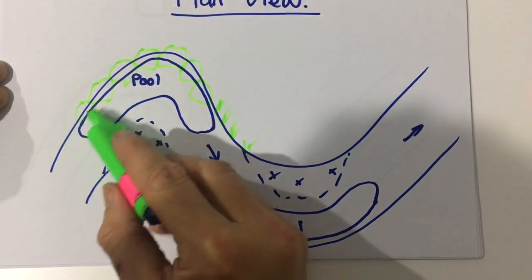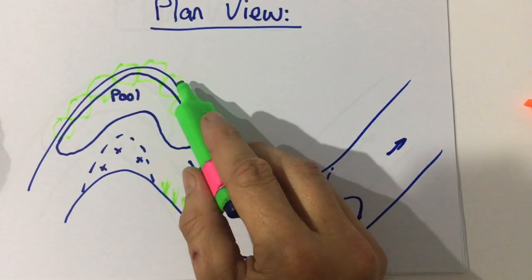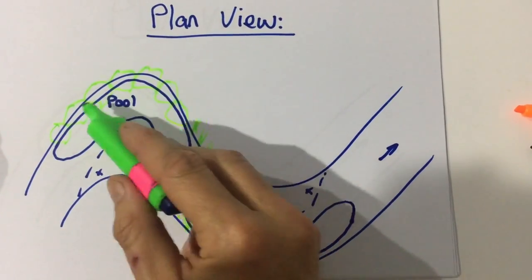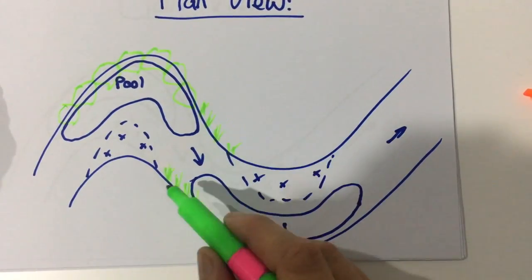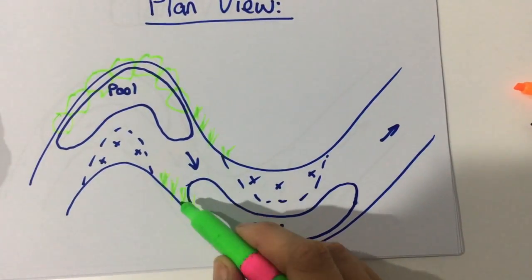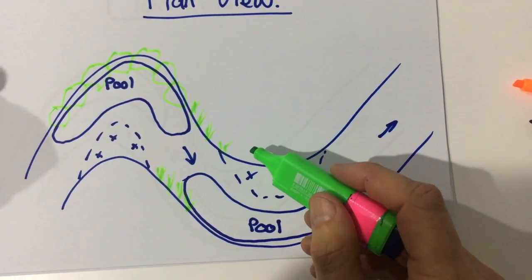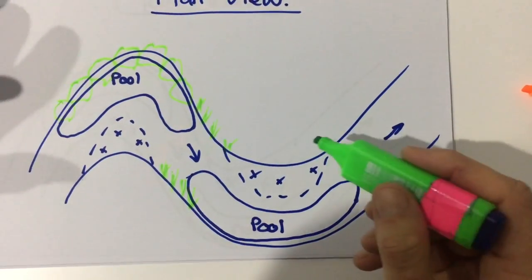We also have native vegetation, trees and shrubs growing on the outside bend of the river or creek, stabilising that bank and providing shade and a food source for those pools. We have native reeds growing here as well, which also provide a function for filtering water, which increases water quality. So something that's really good and in sync.